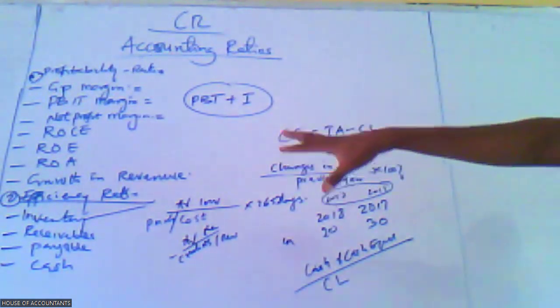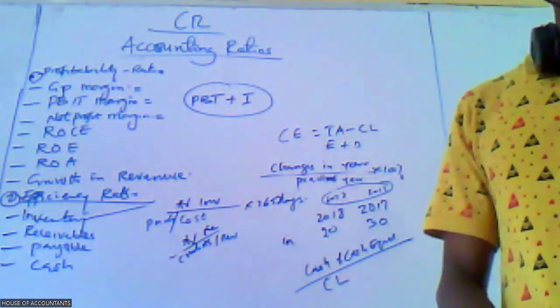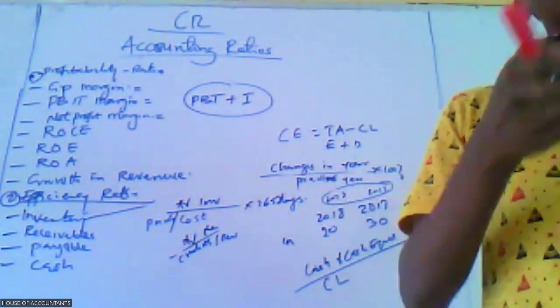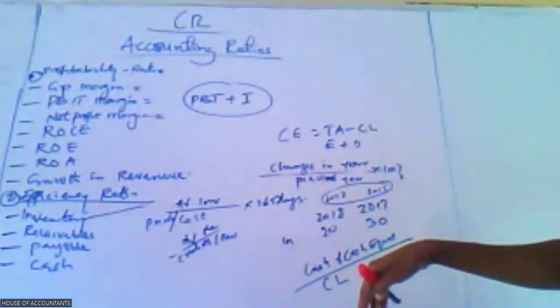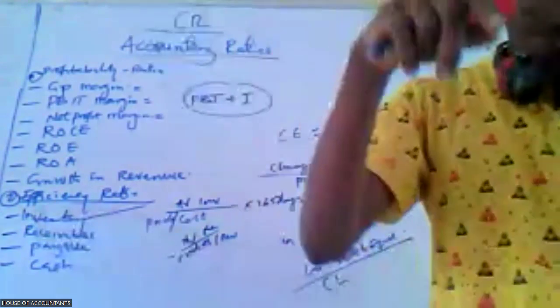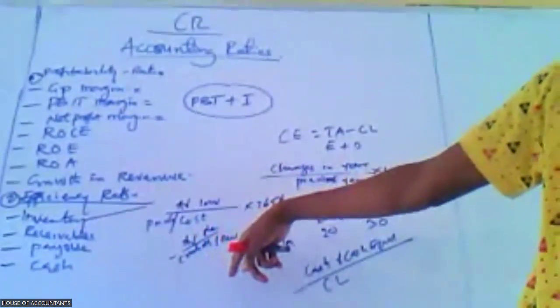So this aspect we just looked at is our efficiency aspect, which is talking about the period. That is why we are multiplying by 365. But when we are talking about the other one, which is the turnover, it will be the opposite of the formula you have there.